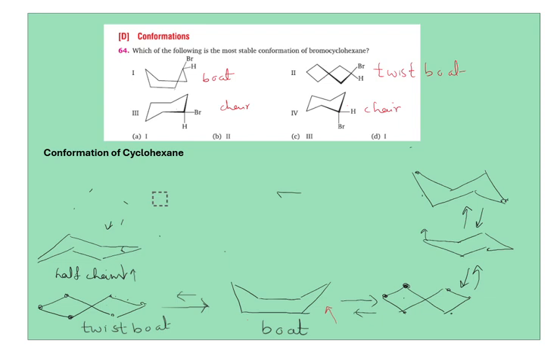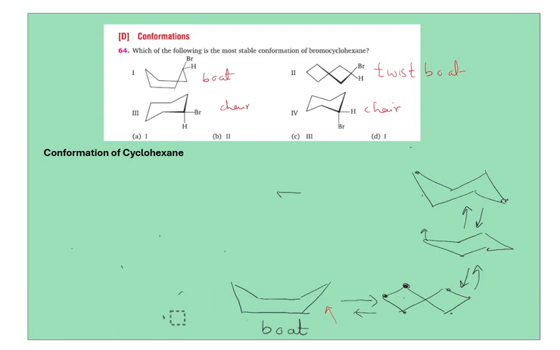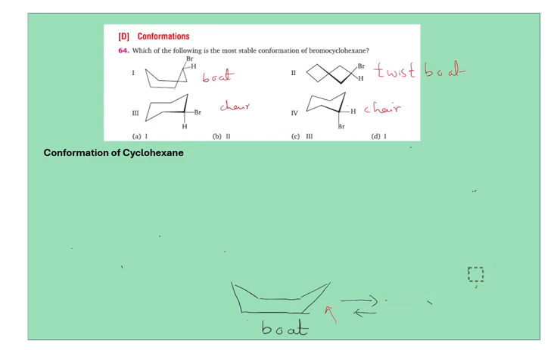Okay, so once you have identified all these structures from the conformations I have written, now we can read the question carefully. Which of the following is the most stable conformation of bromocyclohexane? Well, in order to understand this, first you need to know the stability of just the cyclohexane molecule, of different conformations I'm talking about. Okay, so let's write down the different stability.